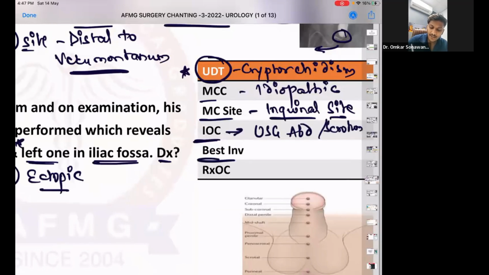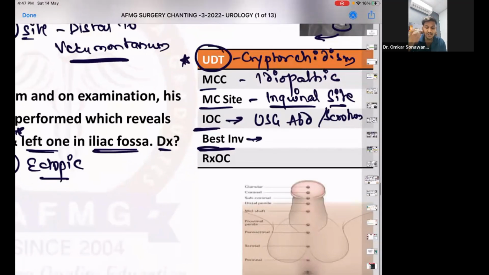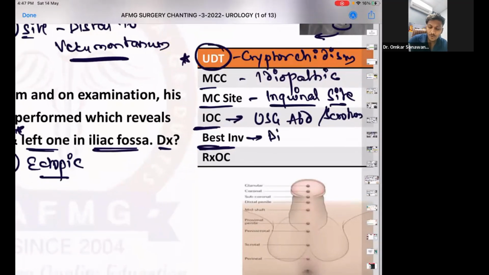But if I talk about the best investigation, it is diagnostic laparoscopy. Please remember, the investigation of choice is the ultrasound abdomen and ultrasound scrotum to check for the testes. The best investigation is diagnostic laparoscopy. No issues with this. Treatment of choice is what?